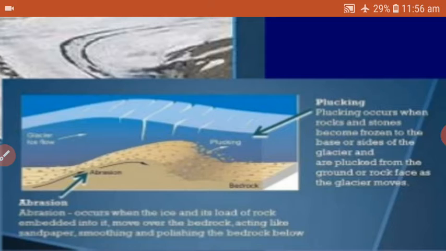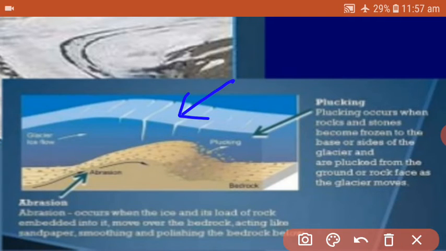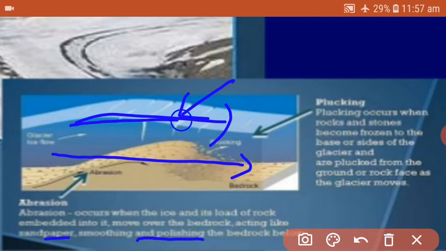You can find here we are also given abrasion. Abrasion occurs when the ice and its load of rock embedded into it work like sandpaper. Because of this sandpaper activity, it makes the bedrock smooth and polished, because the glacier keeps moving in this direction. On this ground level, the action of sandpaper is done, and because of that, along with plucking, it becomes very smooth.